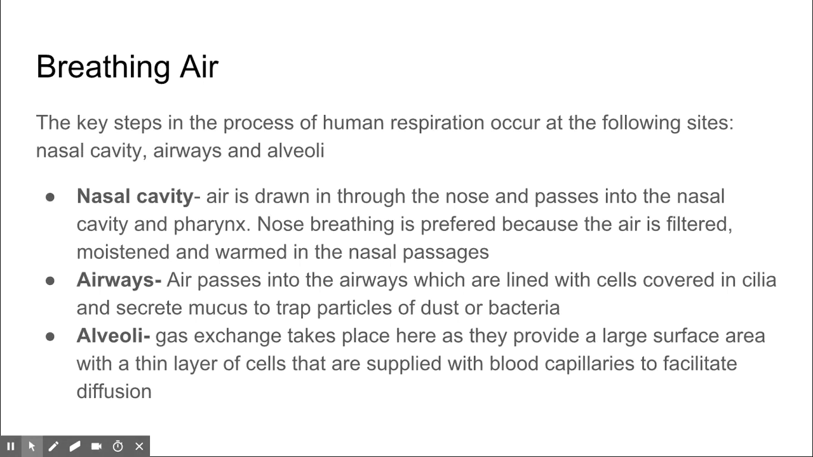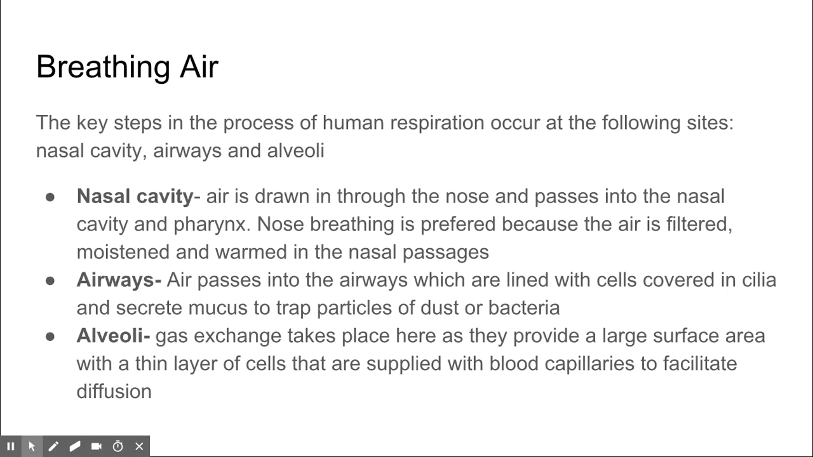So from the nasal cavity, it then moves to the airways, in which the cells which cover this airway are covered in cilia, and they also secrete mucus. And we see that in this airway passage, it is able to trap particles of dust or bacteria that may be found in the air. And then it moves to the alveoli, where the gas exchange actually takes place.